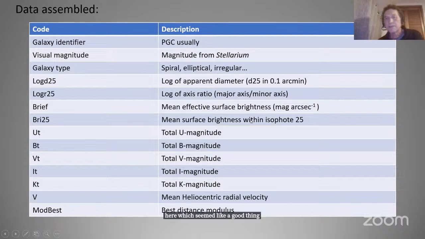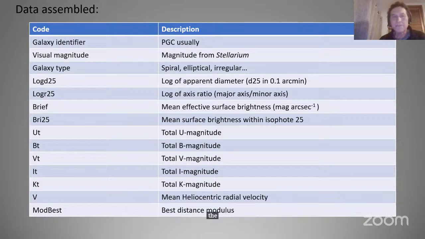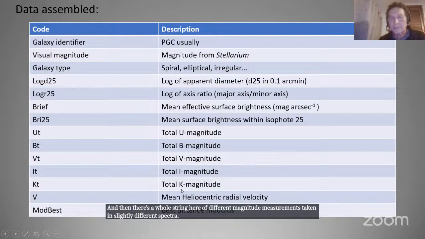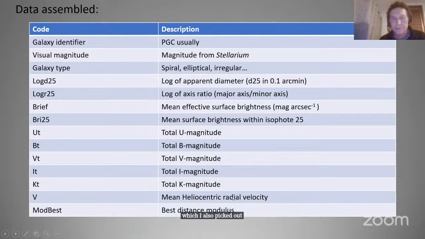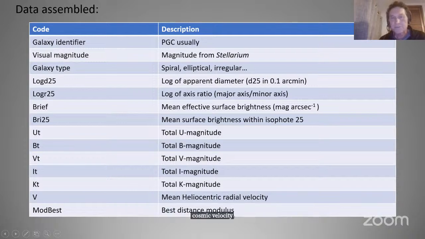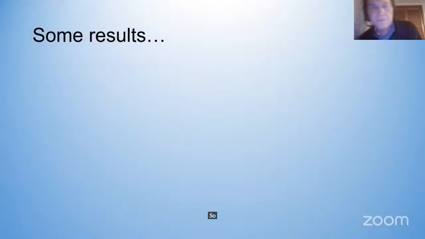There are a couple of measures of surface brightness here, which seem like a good thing. Surface brightness seemed to be a likely thing that would be a factor affecting visibility. And then there's a whole string here of different magnitude measurements taken in slightly different spectra, which I also picked out. And then just for fun, there's a couple of things at the bottom, like the radial cosmic velocity and an estimate of the actual total distance of the galaxy from us.